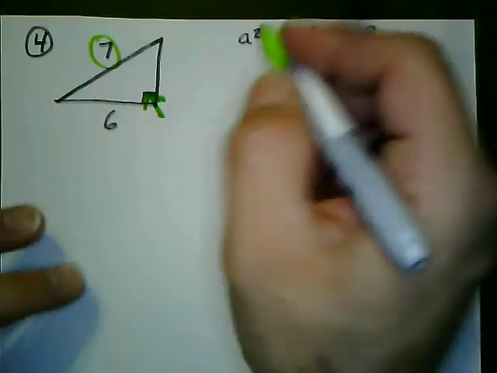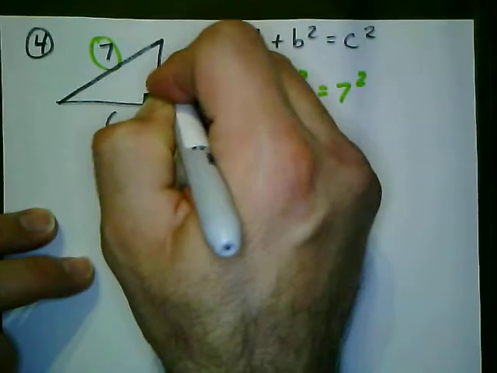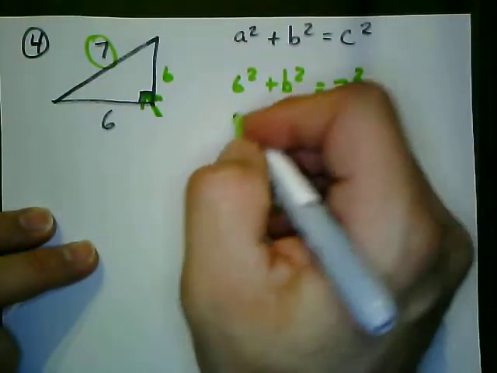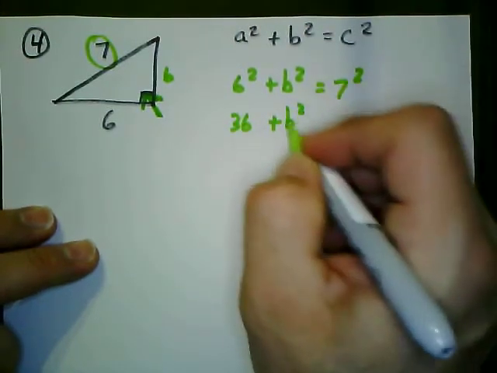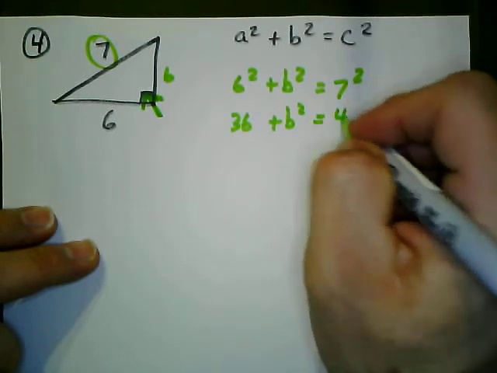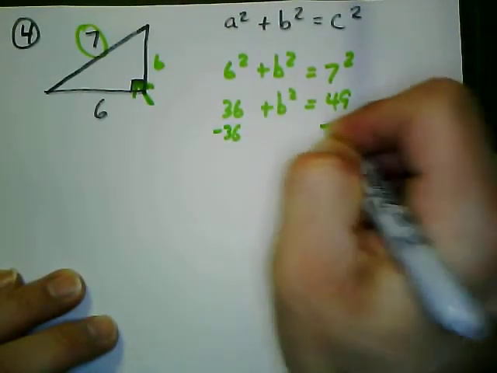And it doesn't matter. So I would go 6 squared plus B squared. I'm going to make that the B side. This is the way I do it. 6 squared is 36 plus B squared. Make sure your B doesn't turn into a 6. And 7 squared is 49. And how are we looking at this? What number are we on? 4. Okay. So we're going to subtract 36 from both sides of the equation.